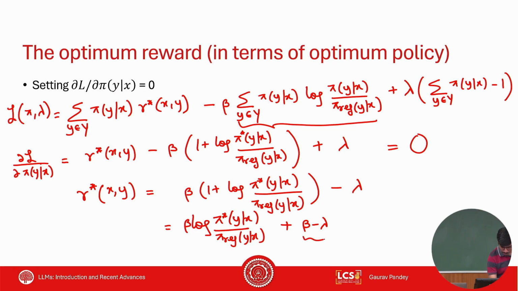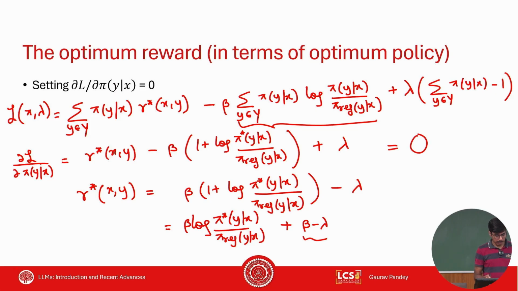So this is some constant that is there, right? So the optimum reward is beta times the log probability ratio of pi star and pi ref, plus some constant. Okay, and this is the expression that we will put back into the reward model training objective.